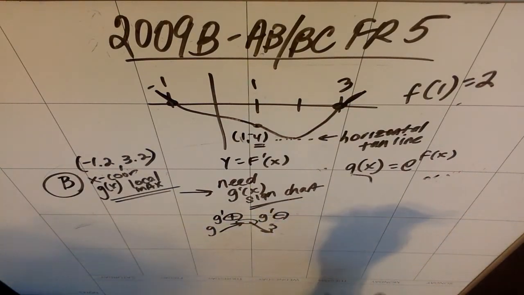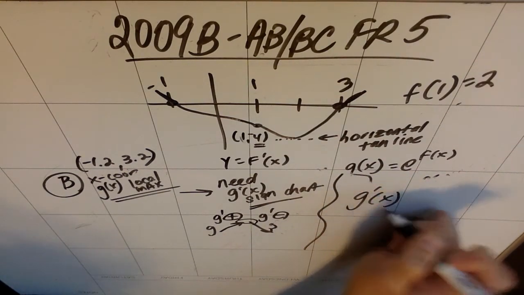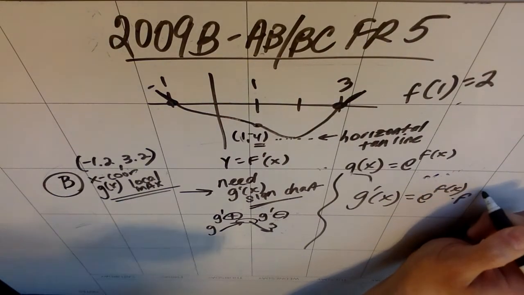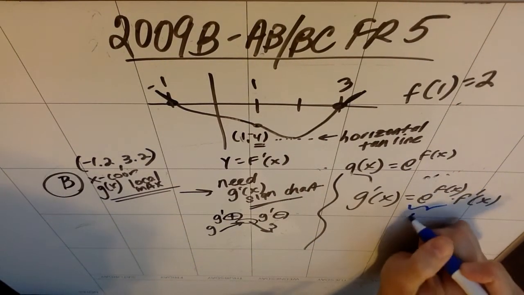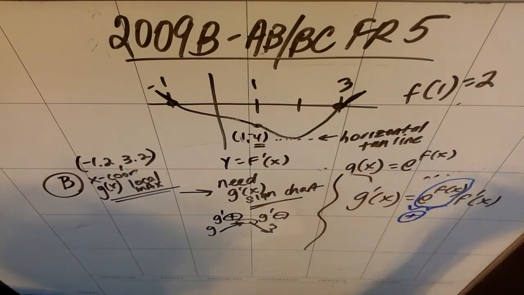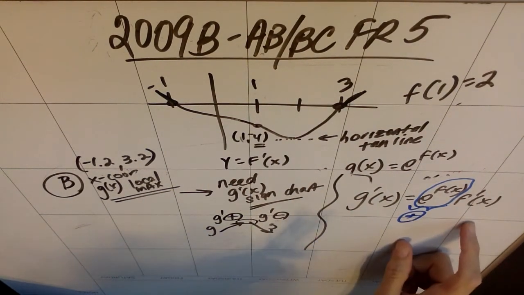So let's go back to the formula we found for g prime. We said that g prime of x was e to the f of x times f prime of x, right? Well, that's great because here's the cool thing. E to the stuff is always positive. It's not 0, it's not negative. This guy right here, no matter what the stuff is, is positive. So essentially, a g prime of x sign chart is really just an f prime of x sign chart times a positive thing.